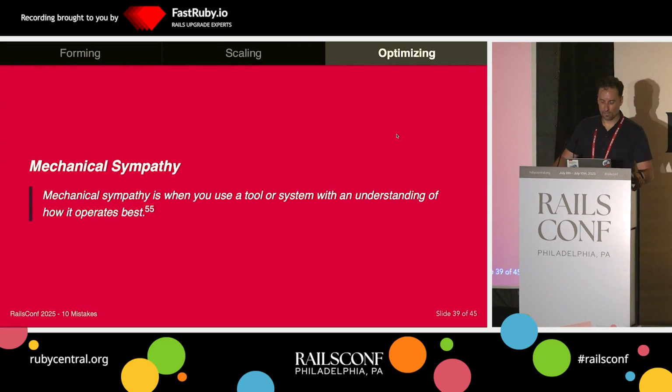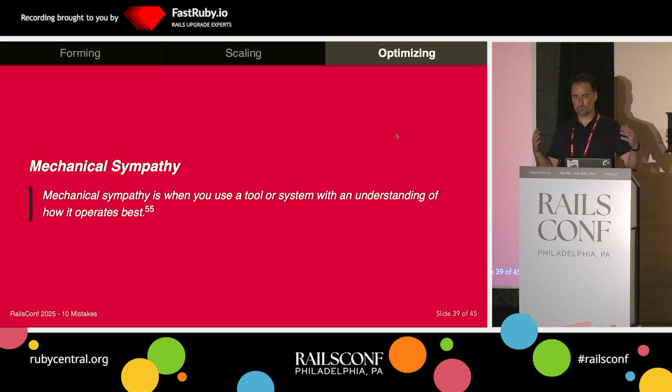Okay, so we're at the last one. I've got about 3 minutes left. If you haven't seen this term before, I liked this term, and I wanted to use it as the last one that brings together all of the items in this presentation. The term is mechanical sympathy. Mechanical sympathy is when you use a tool or a system with an understanding of how it operates best. It was originally coined by a race car driver, referring to a race car.